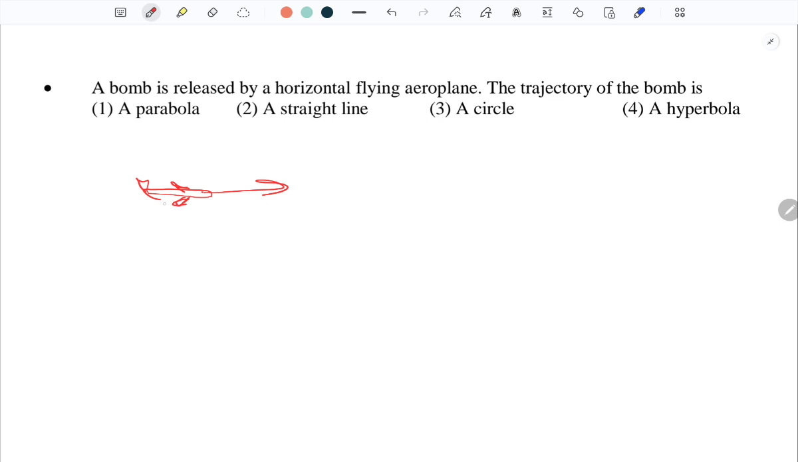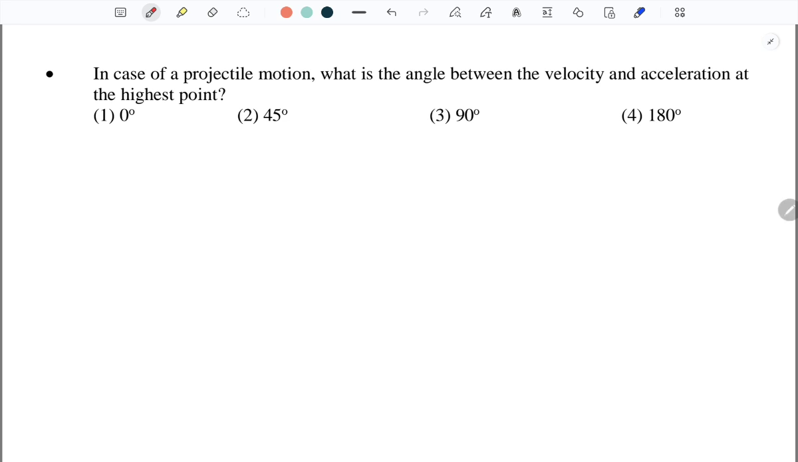The trajectory of the bomb, once it leaves the aeroplane, it goes this way, isn't it? So it is like a parabola. So the answer is parabola. Okay, so this one was a simple one. Alright, let us move on to the next question.